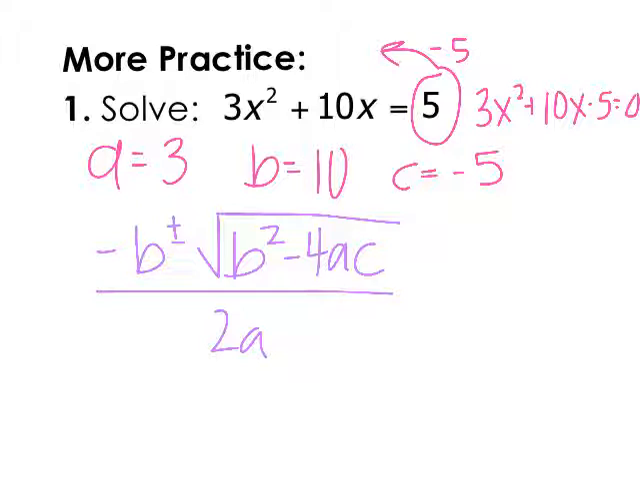All right, so if I know that regular b is 10, negative b is what? Good, negative 10. So I just put in my negative b, which is negative 10.